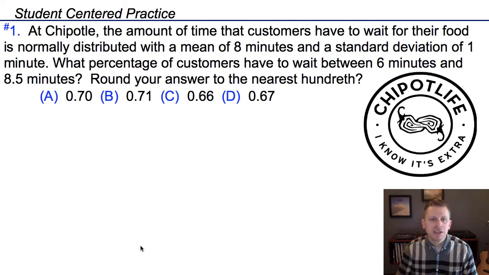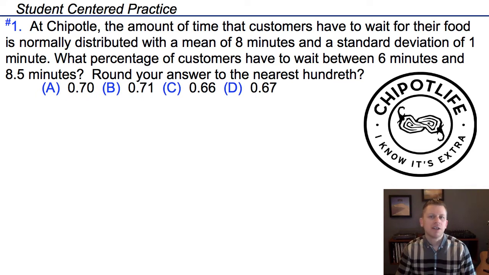This problem reads, at Chipotle, the amount of time that customers have to wait for their food is normally distributed with a mean of 8 minutes and a standard deviation of 1 minute. What percentage of customers have to wait between 6 minutes and 8.5 minutes? Round your answer to the nearest hundredth.